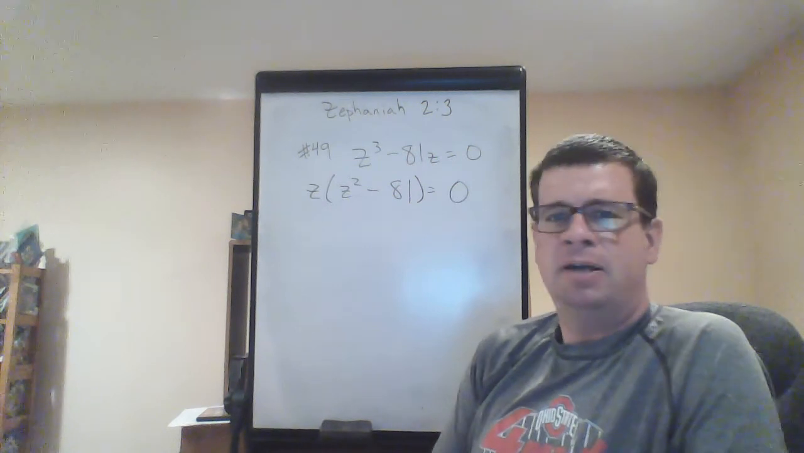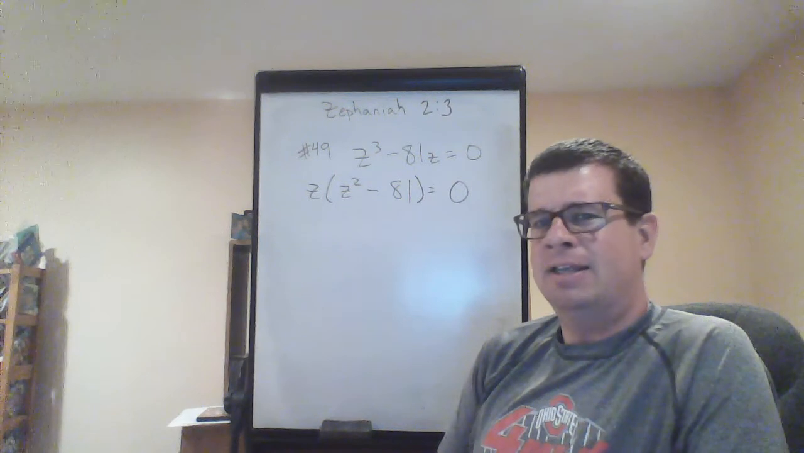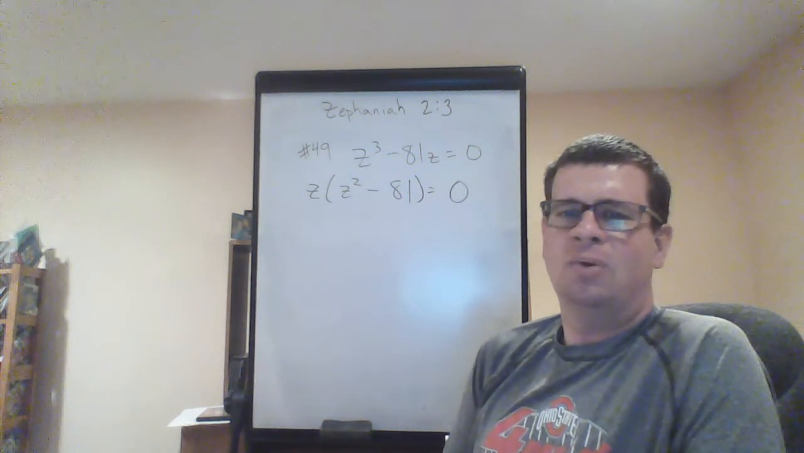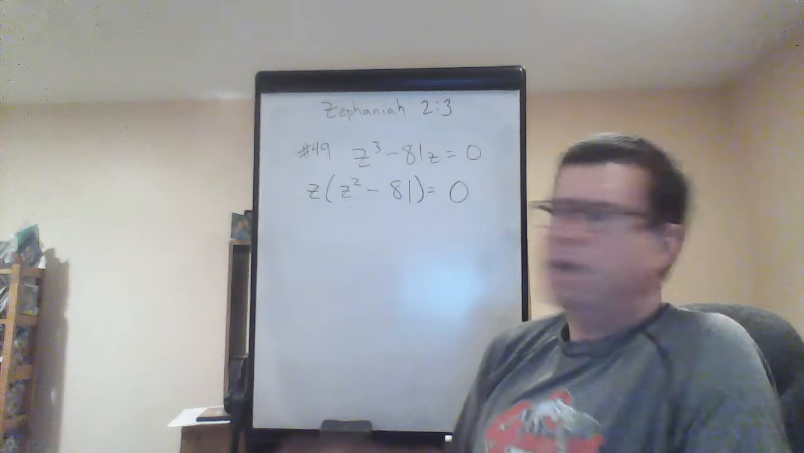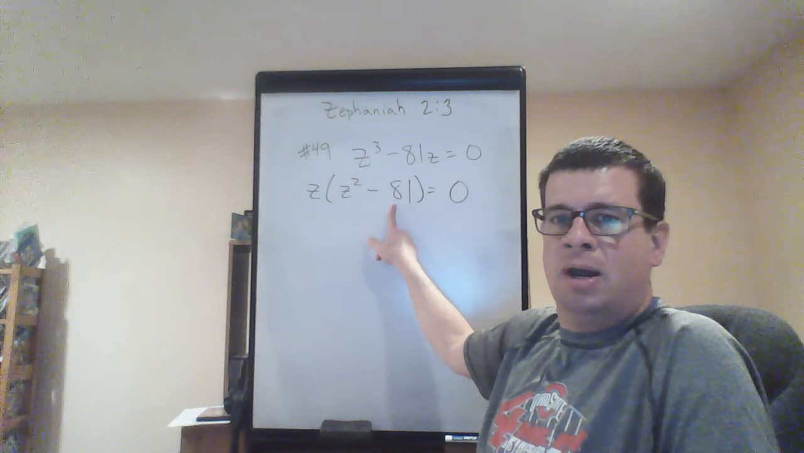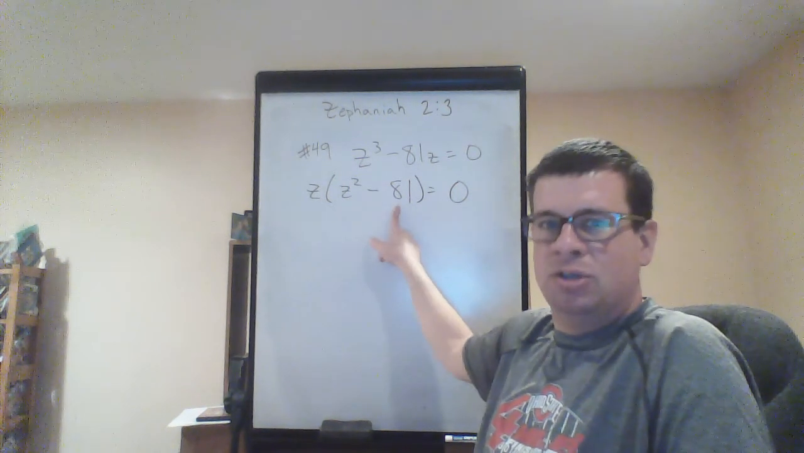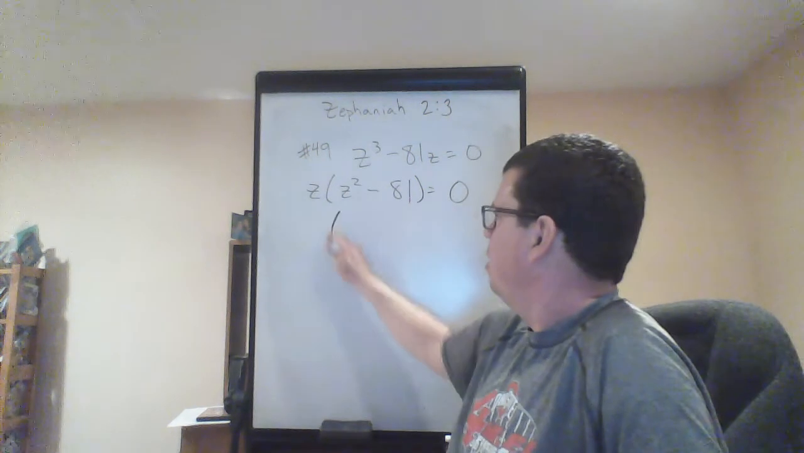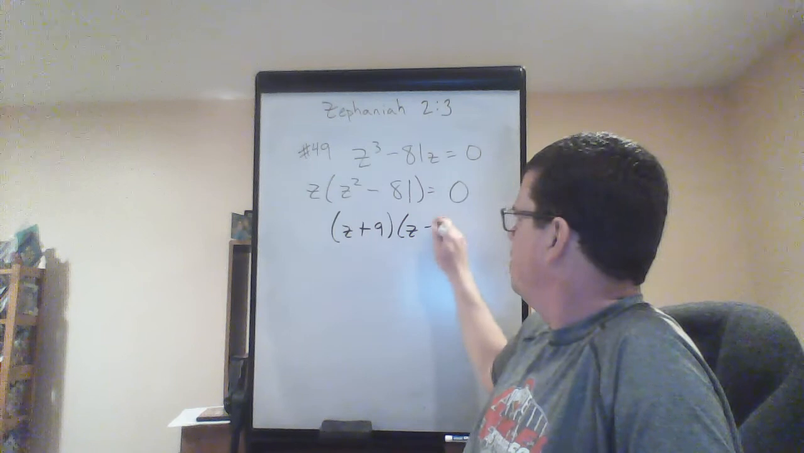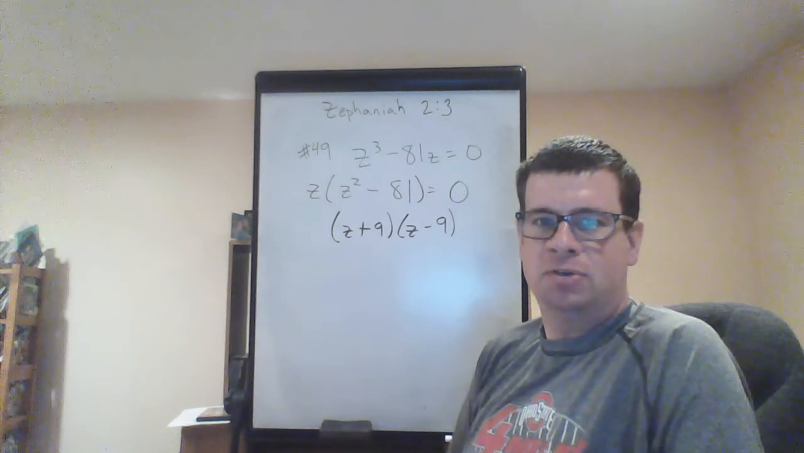This is that one. Depending on how many of these videos you've watched, you're probably getting sick of me saying this. This is the one that I've told you to learn to recognize, and then how do we deal with it? z squared is a perfect square, z times z. 81 is a perfect square, it's 9 times 9, and I'm subtracting them. So this is a difference of two squares. I can factor this as z plus 9 and z minus 9. Learn to recognize and factor that difference of two squares.